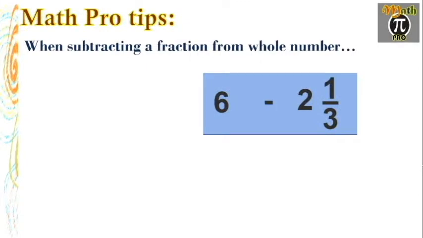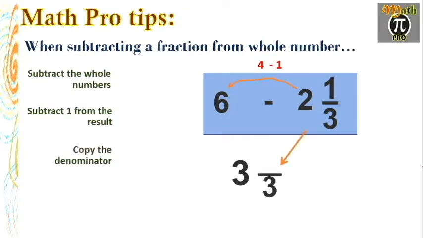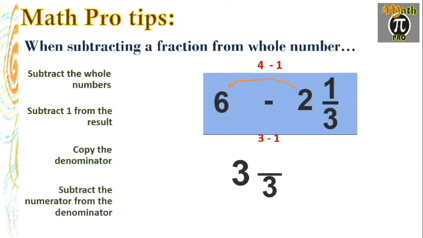When the fraction that you will subtract from a whole number is a mixed number, there is an extra step. Take a look at this. First, we subtract the whole numbers. So we have 6 minus 2, we will get 4. And after that, we will follow the same procedures that we observed in the previous examples. Subtract 1 from the result, then you'll get 3. Copy the denominator, then finally subtract the numerator from the denominator. So the answer here is 3 and 2/3.